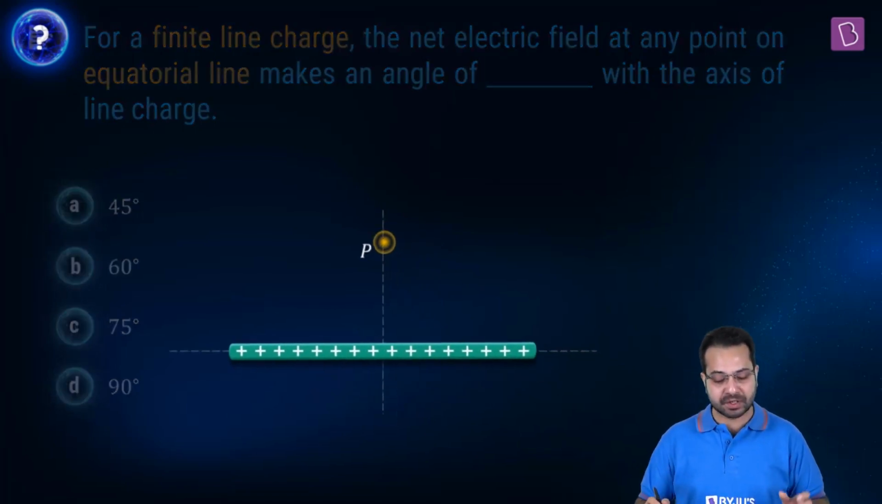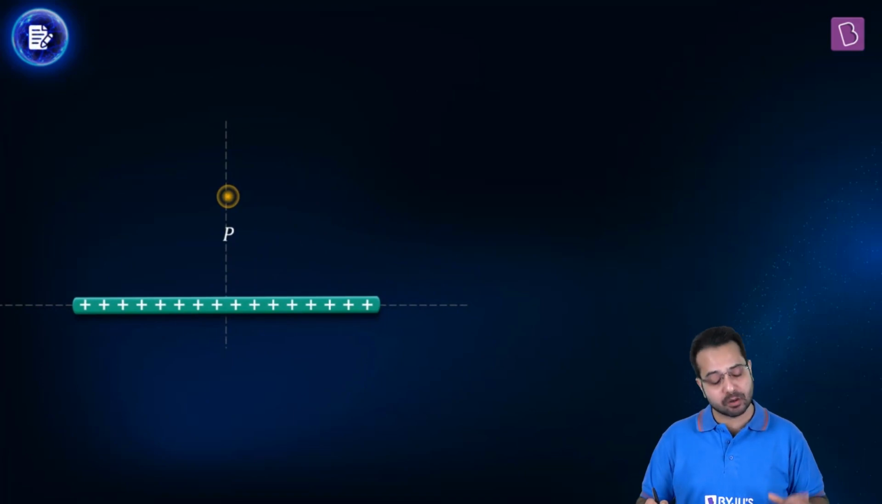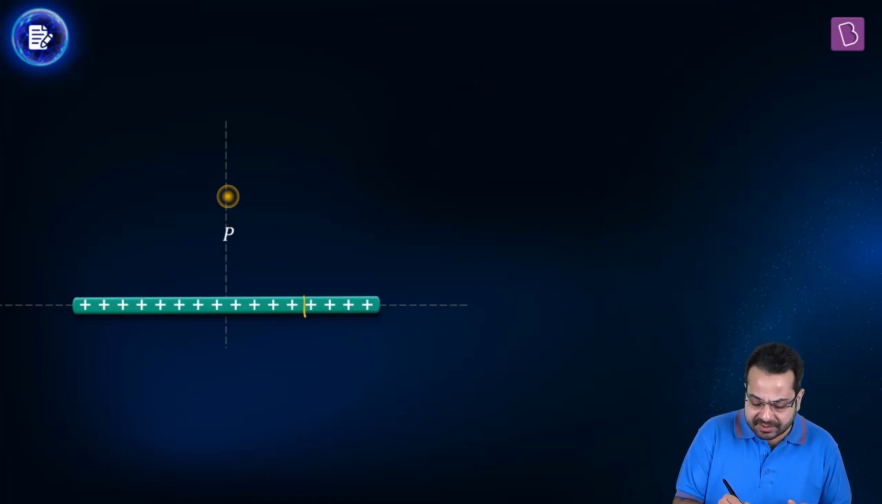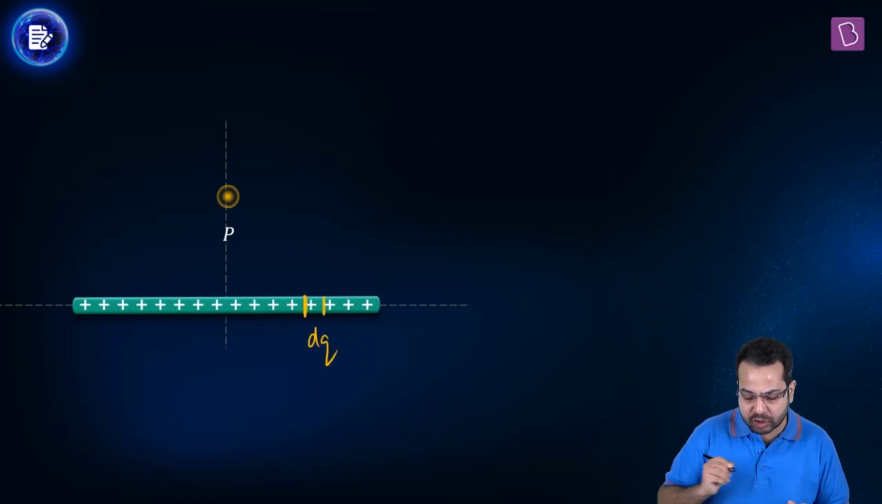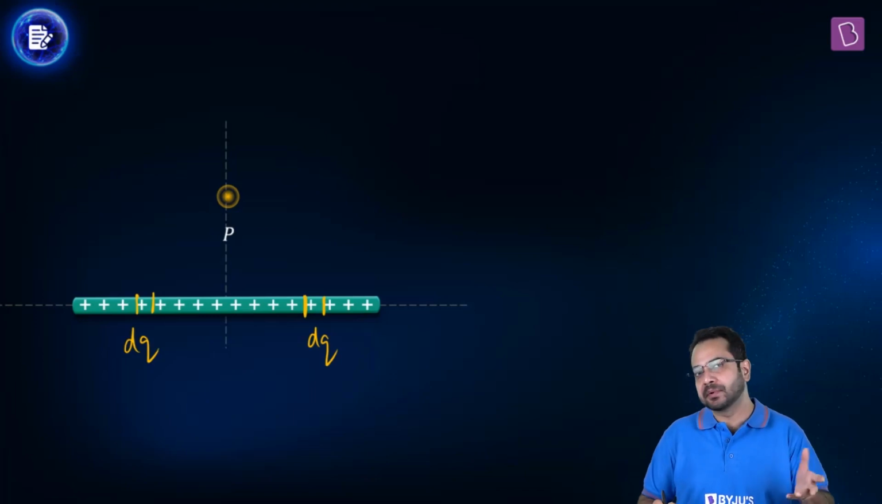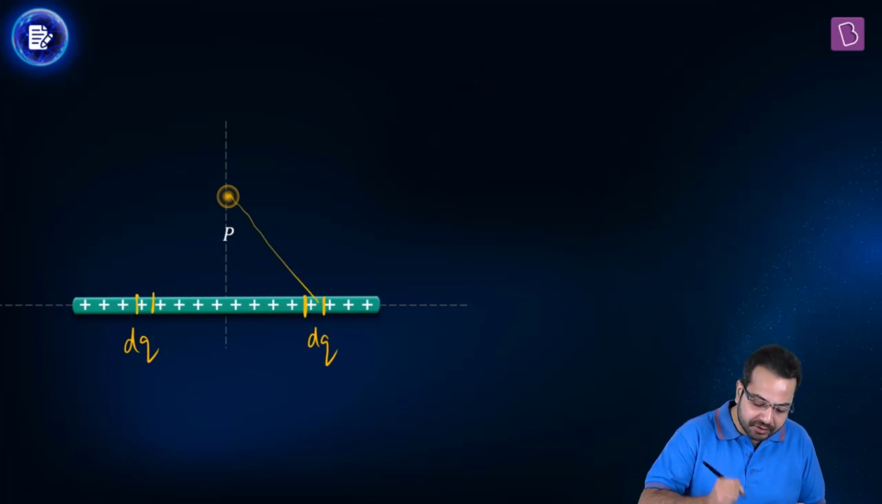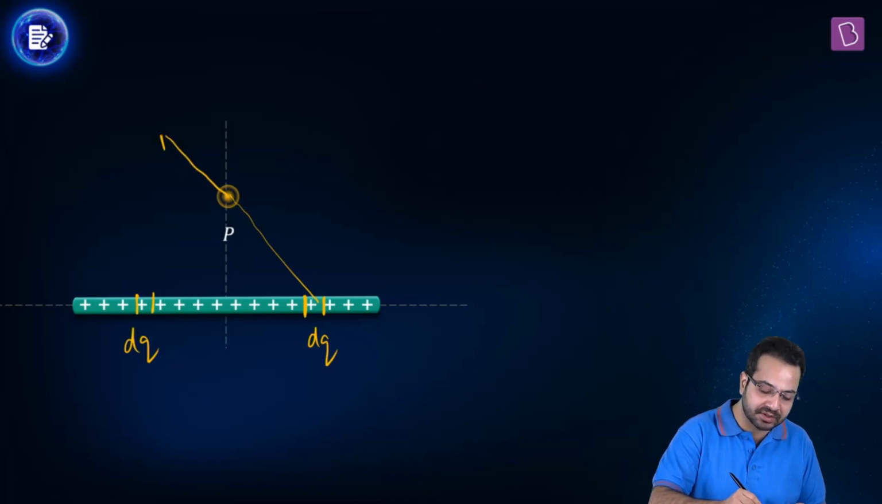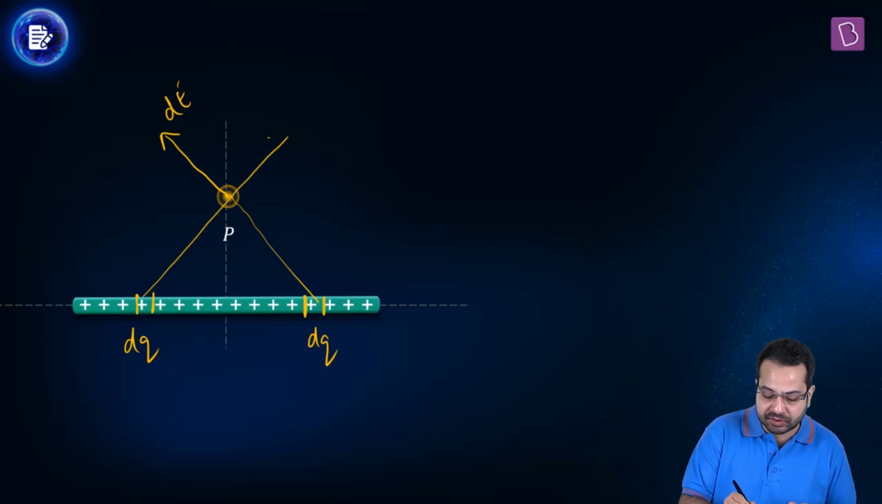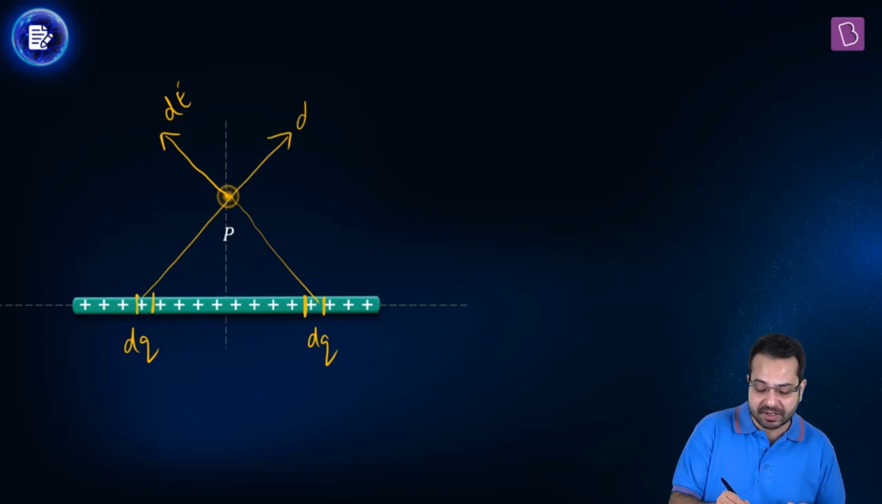Now, in order to solve this question, we can simply use the symmetry argument, which is a very important concept which we should make a note of. Okay, what is the symmetry argument here? Let's say we take a small charge dq over here, and symmetrically we take another charge dq on the opposite side of the equatorial line. Now the electric field due to this charge is going to be in this direction. I'm calling that dE. And the electric field due to this charge is also going to be dE.